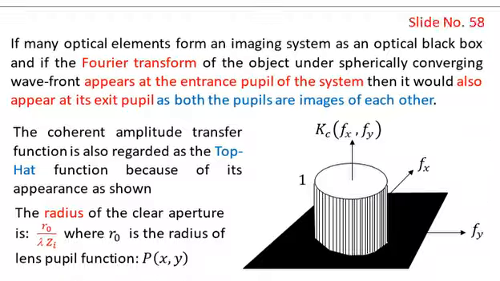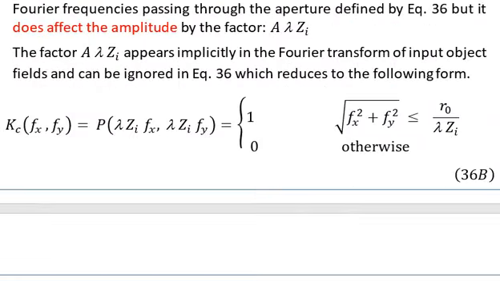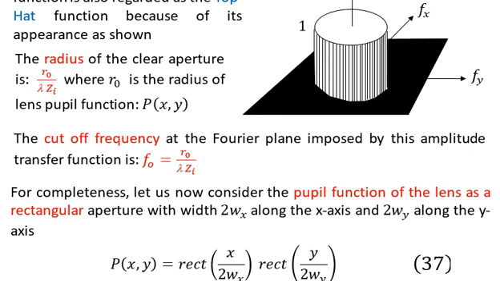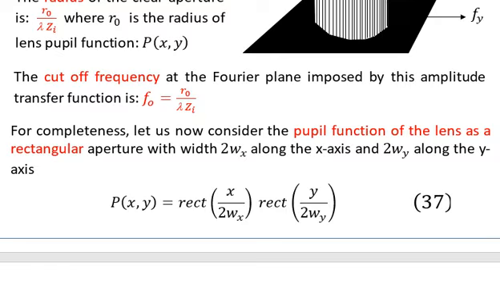From the above definition of the Fourier transform that we have given over here, we can see that the cutoff frequency of this transfer function, which we label as f0, is equal to R0 over lambda zi. For completeness, let's now consider the pupil function of the lens as a rectangular aperture with width equal to 2wx along the x-axis and 2wy along the y-axis.